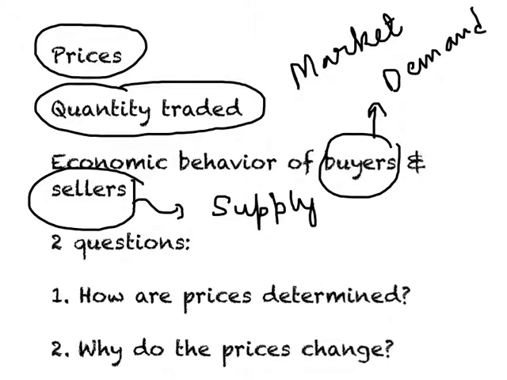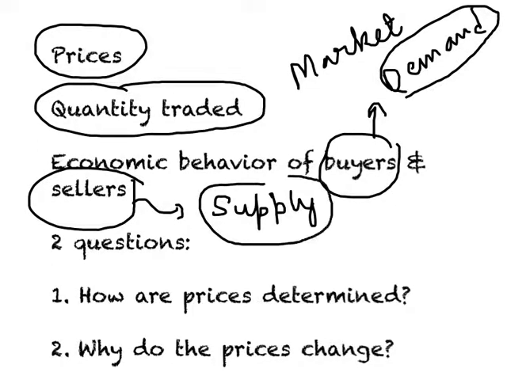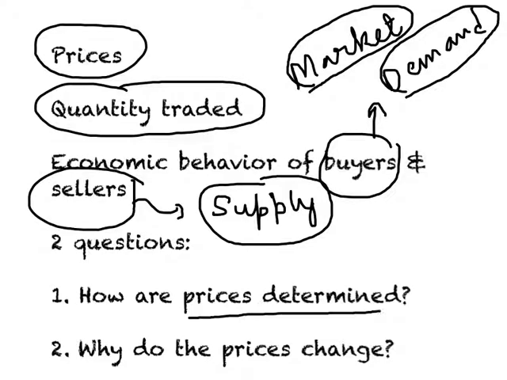And now what we have done so far is looked at demand independently and supply independently, or in other words, the behavior of buyers separately and behavior of sellers separately. Now we bring all of them together, and what we are now looking at is a market. And we are back to the same questions. One, and this is what I'll try to explain in this video: how are prices determined? And in subsequent videos, I'll show why do prices change.